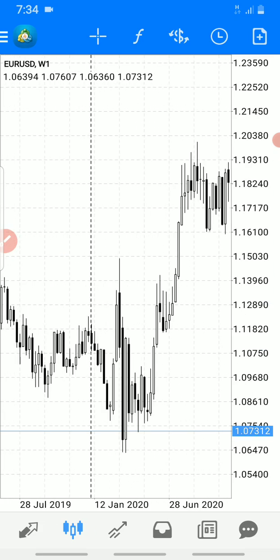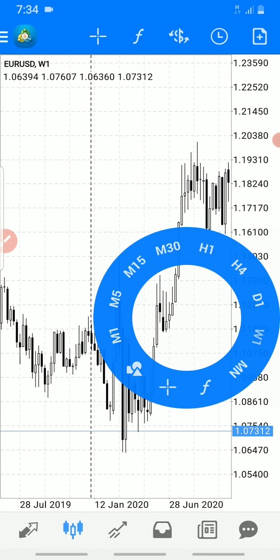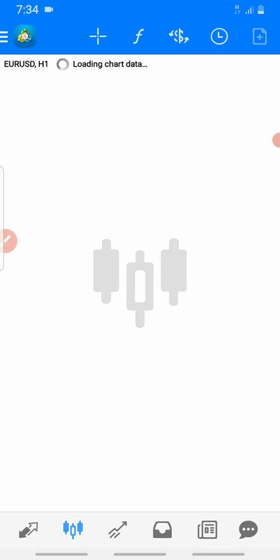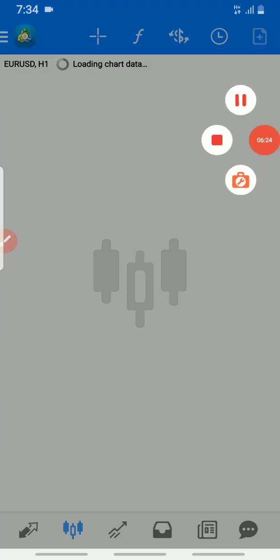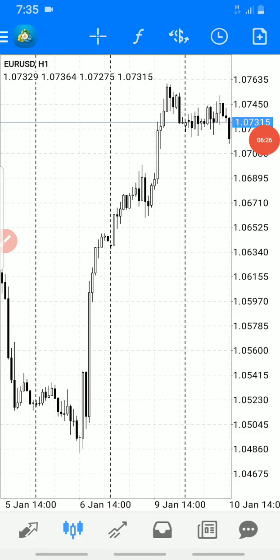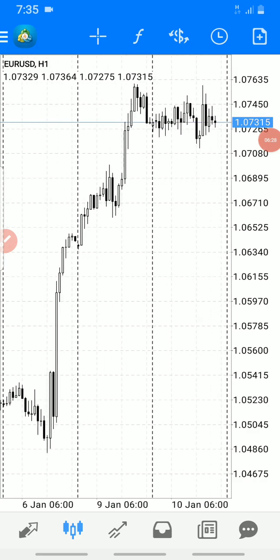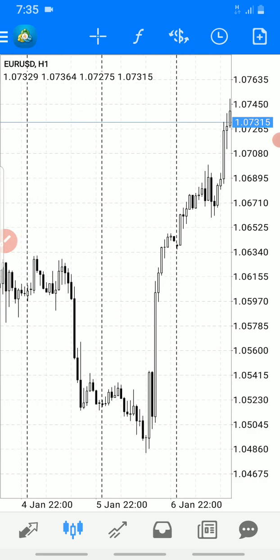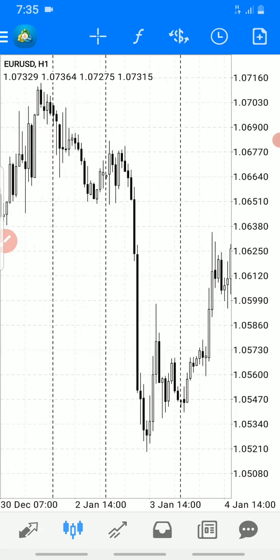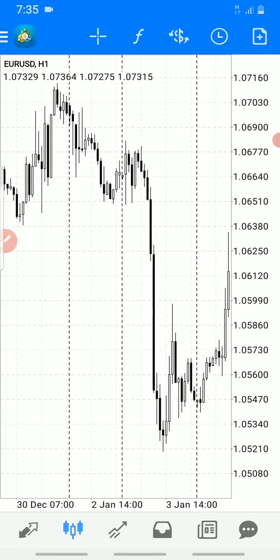Remember, time frames also matter a lot. The time frame I'm on is the 1 week time frame. You can go to the 1 hour time frame and you will see that the chart will change. What professional forex traders do is that they don't make the analysis in the higher time frame. They go to the lower time frame, probably 5 minutes, to enter their trade, which is more visible.